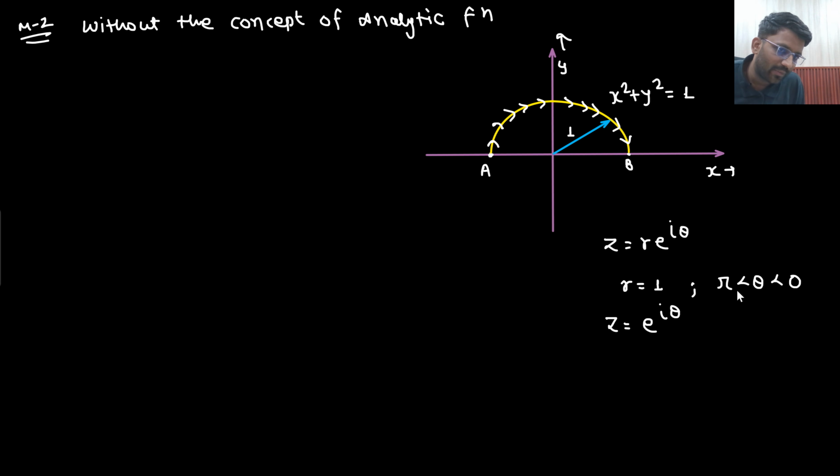This line is very important. It is varying from pi to 0. So this is the value of z. Can you find out the value of dz?